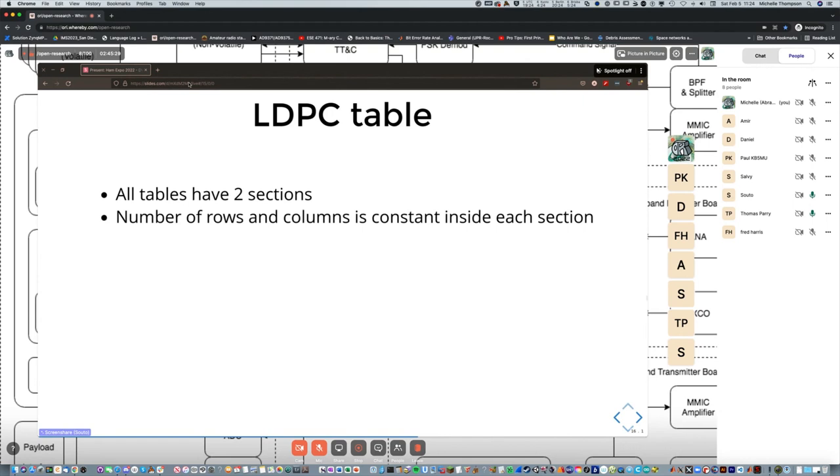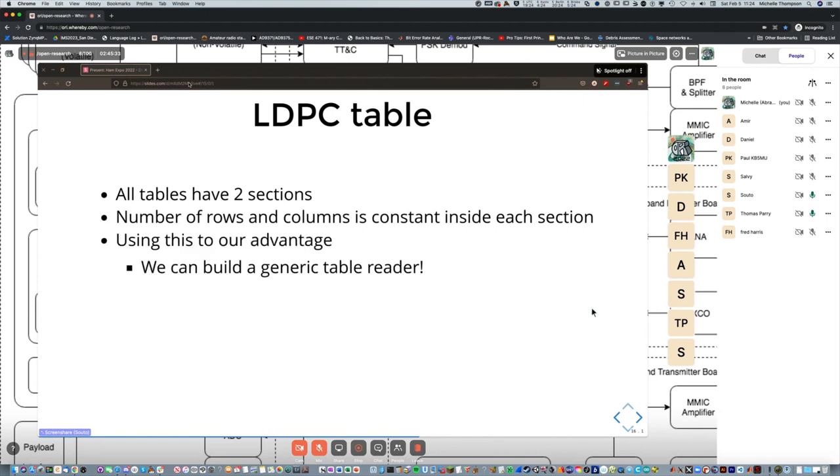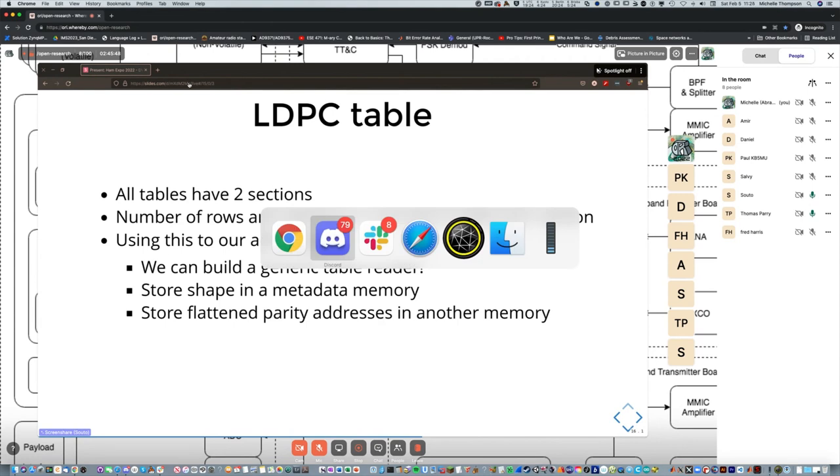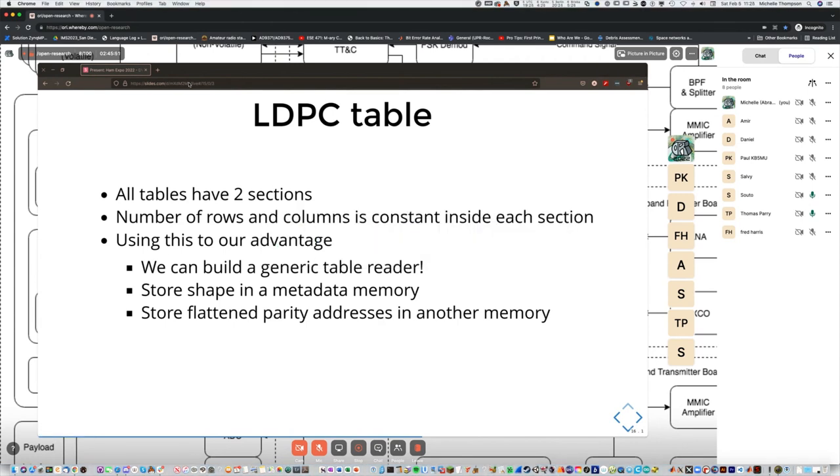The number of rows and columns is constant in each section. And we can use this to our advantage to build a generic table reader. So we store the shape of each table in one memory that I'm calling metadata memory. And we flatten all the tables themselves into another memory. And that's going to help a lot with resource usage.